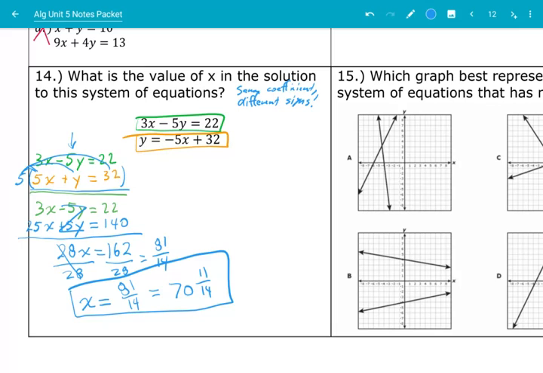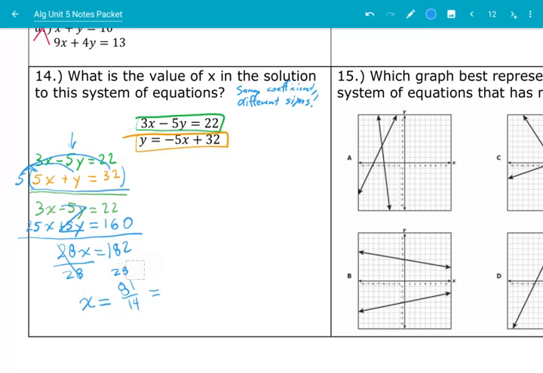3x minus 5y, 5x plus y is 32. Okay, did I multiply that wrong? 5 times 32. 5 times 32 is 160. I sure did multiply it wrong. It's 160. Haha. Okay, so let's correct that. Look at me, a teacher making mistakes. That's 160. 5 times 32 is 160. So that means this is 182.